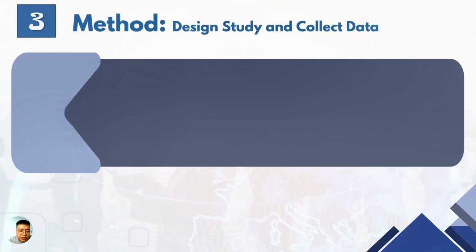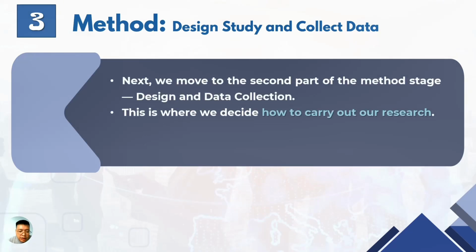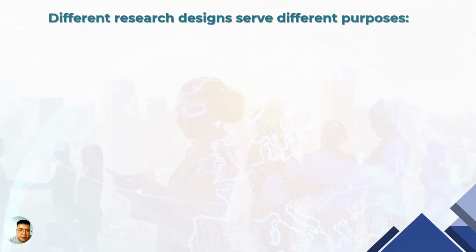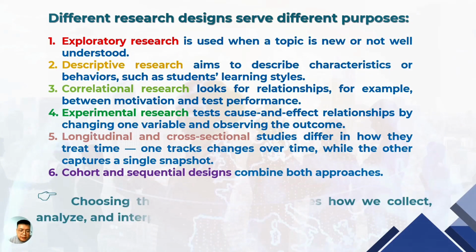Next, we move to the second part of the method stage, designing and data collection. This is where we decide how to carry out the research by choosing our research design. And there are many types of research designs, and each of them serves different purposes. Choosing the right design determines how we collect, analyze, and interpret data.